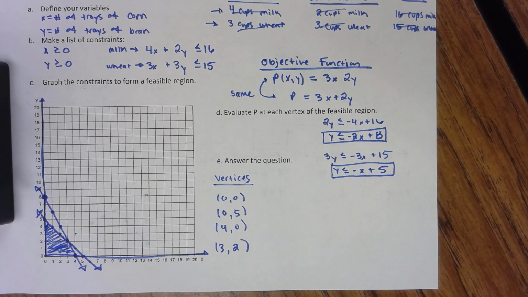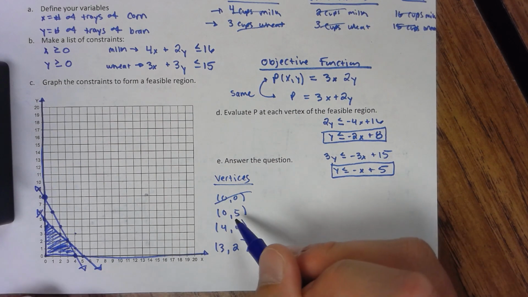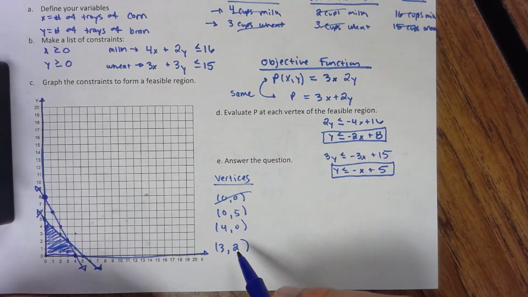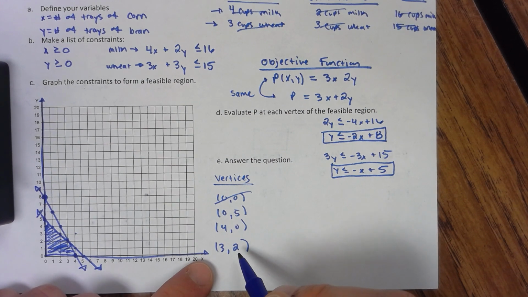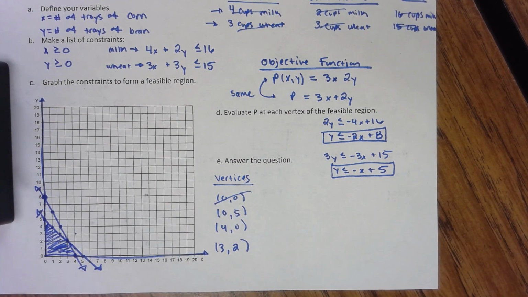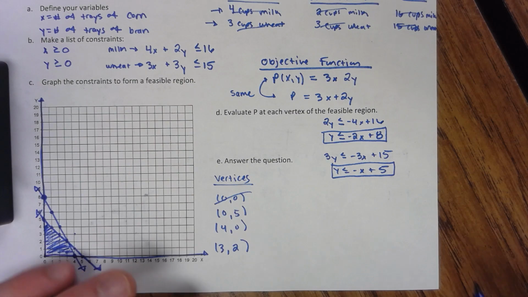So now we just need to check and see which ones maximize the profit. Some of them we can skip, right? Like the 0, 0, we don't need to plug that in. We know that's going to give us a profit of 0. Even though at first glance it feels like the 3, 2 should maximize it, don't assume that. Always worth a quick check.